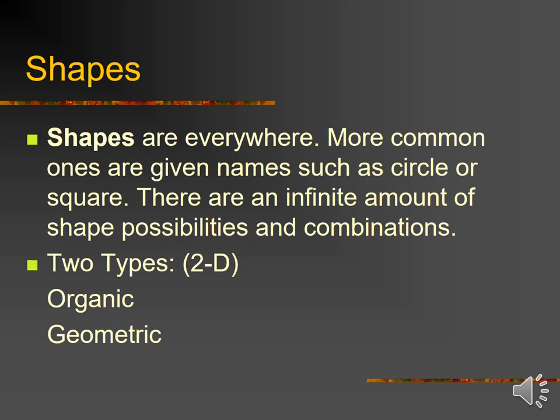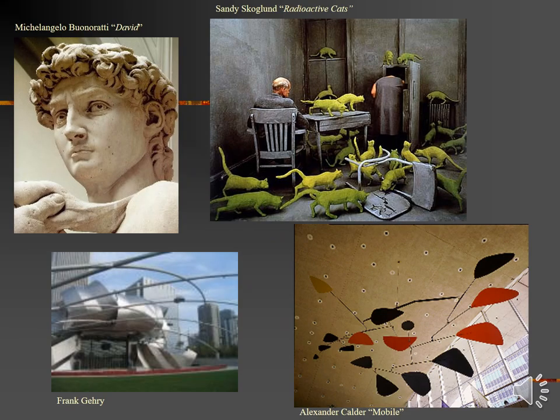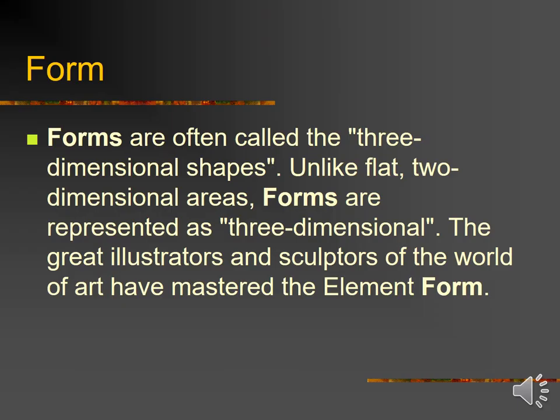Shapes are everywhere. And in art, cave art, and Egyptian art, we have two types, 2D: organic and geometric. We will learn in detail about this. We will learn about forms. Forms are always called the 3D.